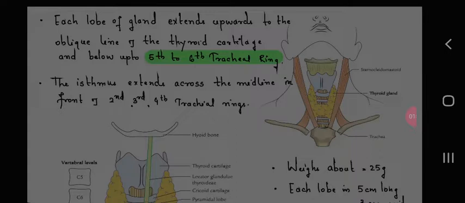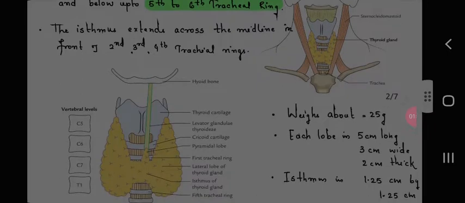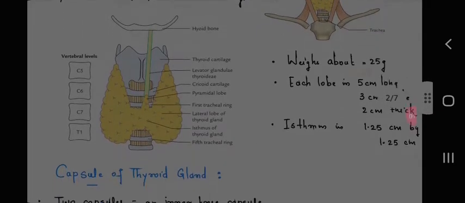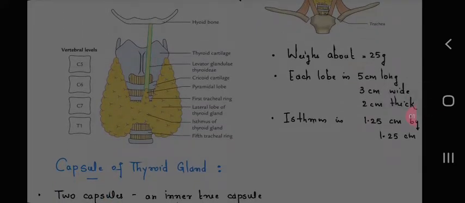Sternocleidomastoid, thyroid gland, and trachea. The isthmus extends across the midline in front of the second, third, and fourth tracheal rings. Hyoid bone, thyroid cartilage, levator glandulae thyroidae, cricoid cartilage, pyramidal lobe, first tracheal ring, lateral lobe of thyroid gland, isthmus of thyroid gland, fifth tracheal ring, C5, C6, C7 and T1.